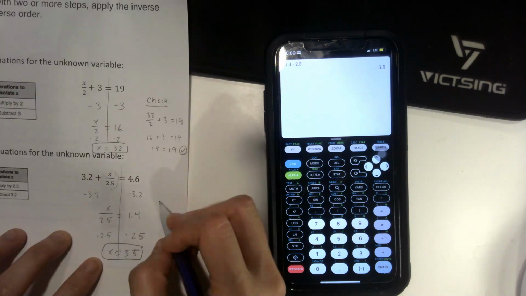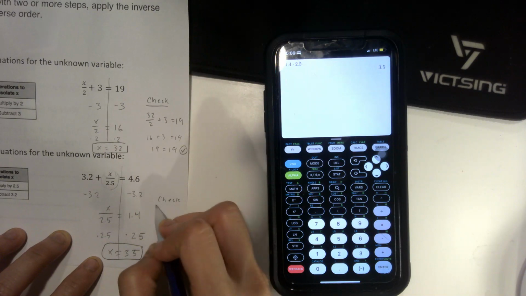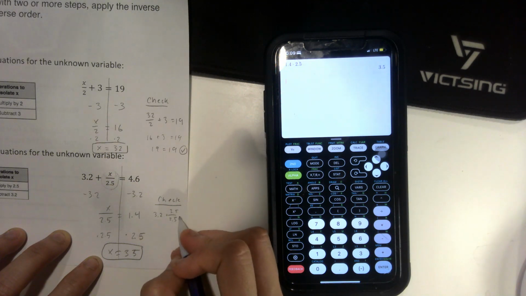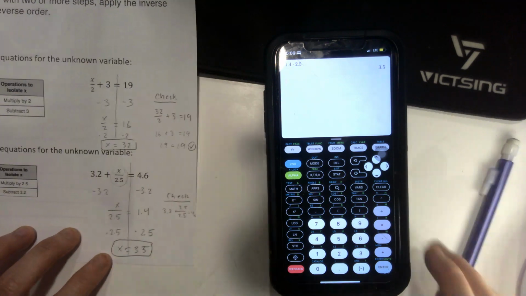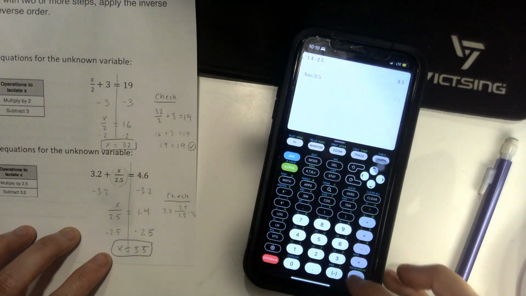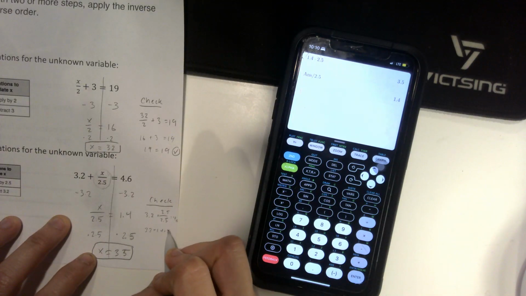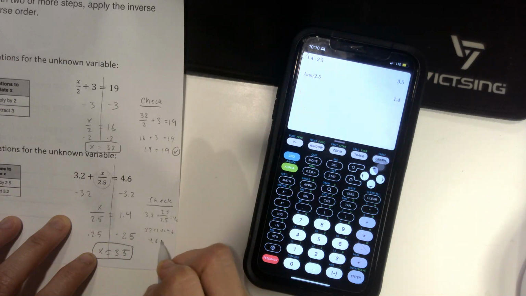And we can check. We have 3.2 plus 3.5 divided by 2.5 equals 4.6. So 3.5 divided by 2.5 equals 1.4. 3.2 plus 1.4 equals 4.6. 4.6 equals 4.6. Nice.